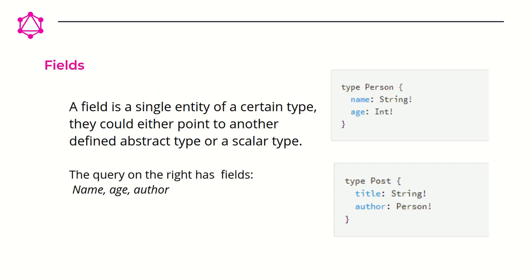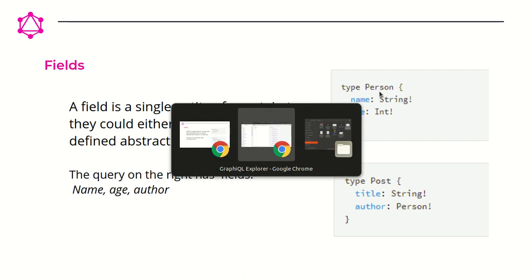A field is a single entity of a certain type. They could either point to another defined abstract type or a scalar type. The query on the right has fields: name, age, author. Now, what is this saying? When you look at this, this is a way you declare your types. Now, a type has things that it returns, just like I showed you over here.